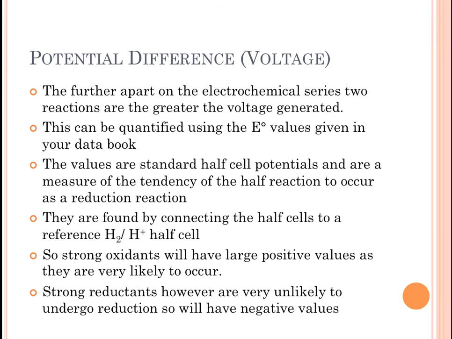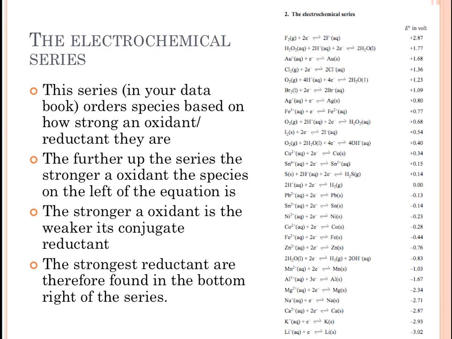But let's say we're in SLC, we've got 1 molar solutions, they're a long way apart. We can use the numbers on the electrochemical series to work out the potential difference, which you probably know as the voltage. The further apart they are, the bigger the voltage that we get. The values that are in there are all how they go when you compare them to our standard half cell, which is the H2/H+ half cell. So this one here, which has got a value of 0, everything else is compared to that.